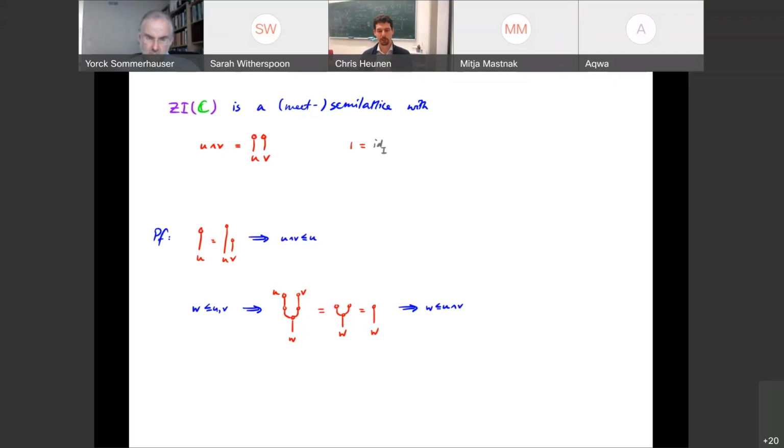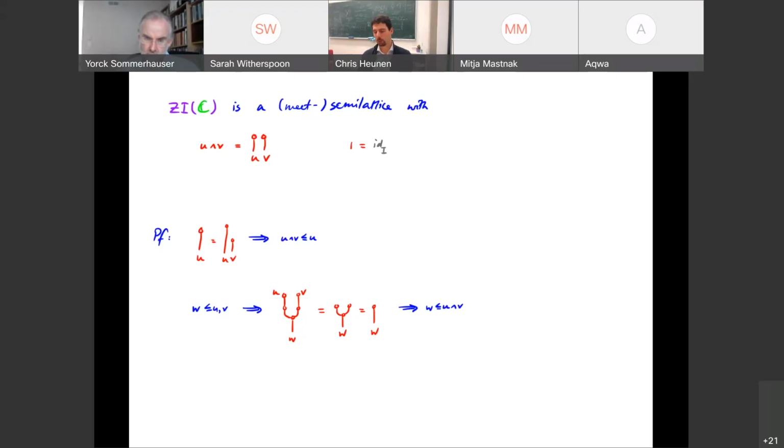And similarly, if there's something that is below both u and v, let's call it w, then I can prove that it must be below u meet v as follows. I first copy w, then I use the fact that w is both below v and below u, then I forget about u and v. But by definition of being below, that means that I could as well, after copying w, straight away forget about both copies, which is the same as just forgetting about w in the first place. So in other words, w is below the meet, and it's actually a meet.